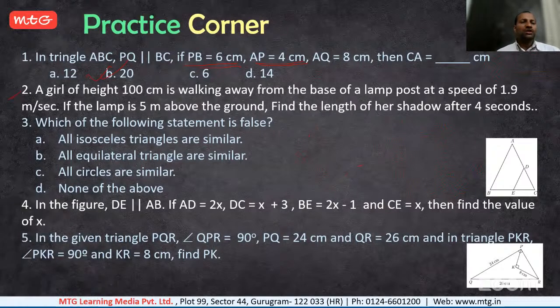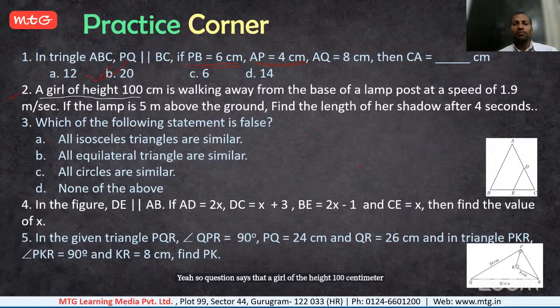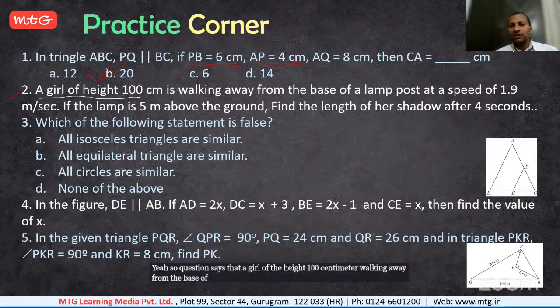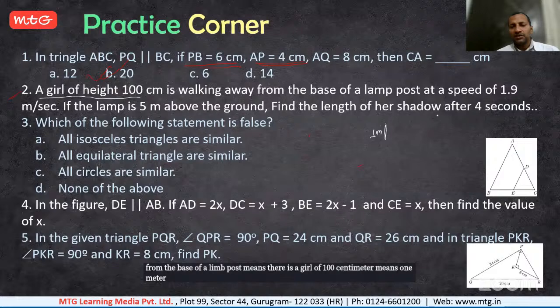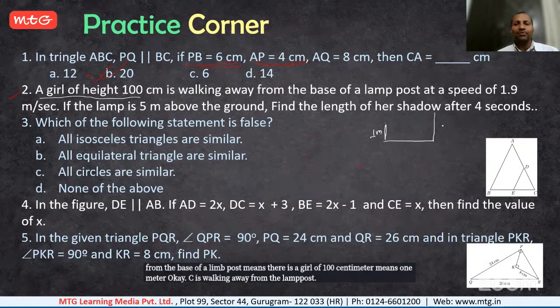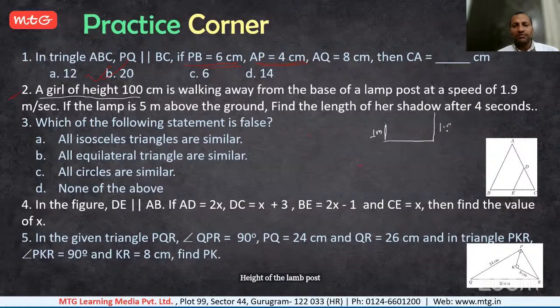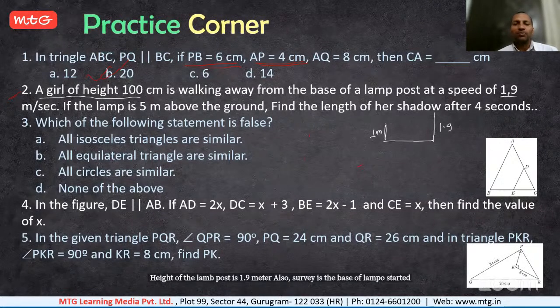Yeah. So the question says that a girl of height 100 centimeter is walking away from the base of a lamp post, which means the girl is 1 meter tall. She is walking away from the lamp post. Height of the lamp post is 1.9 meter. Oh, sorry, the speed is 1.9 meter per second.